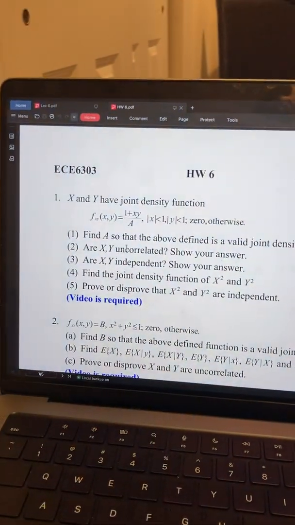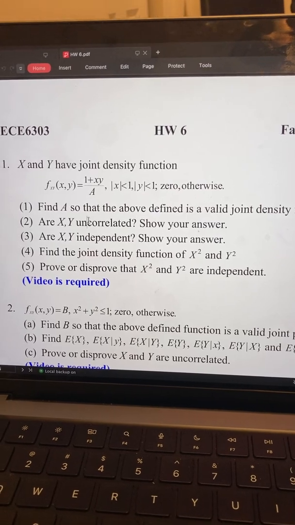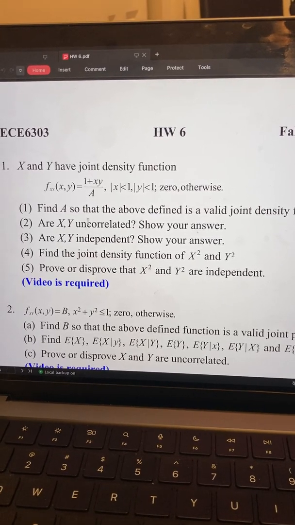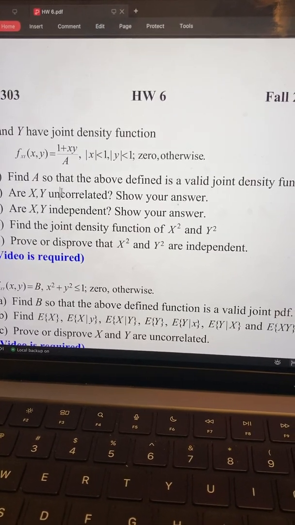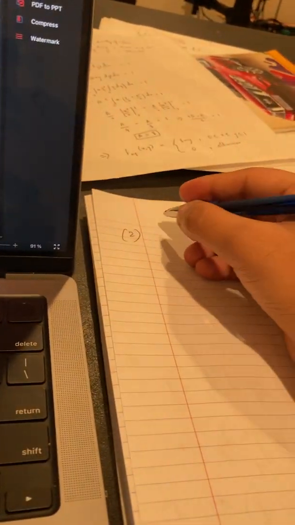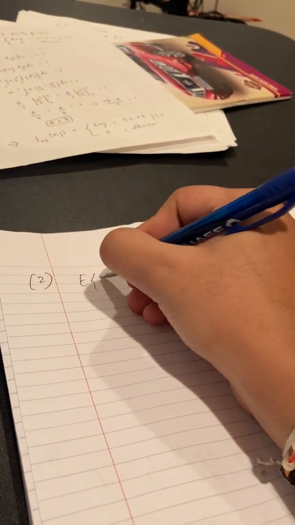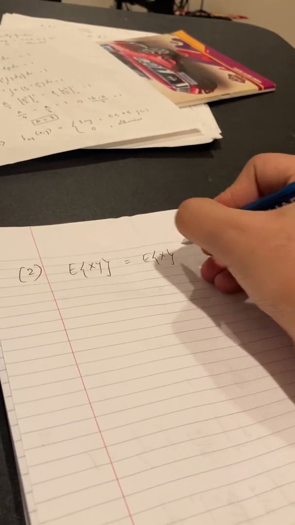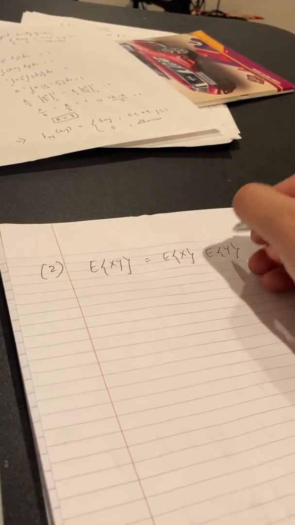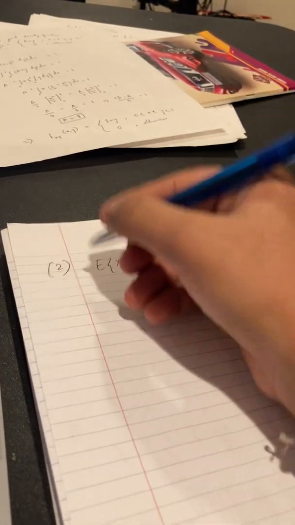Let us look at part 2 of question number 1. In part 2, we are asked to see if X and Y are uncorrelated or not. For uncorrelated, E of XY must be equal to E of X into E of Y. So let us calculate the value of each one of them and see if they are uncorrelated or not.